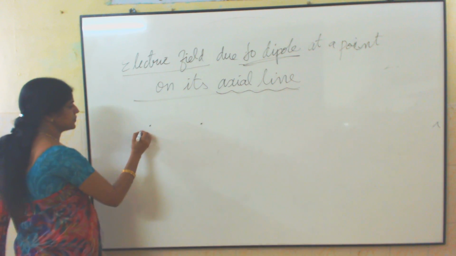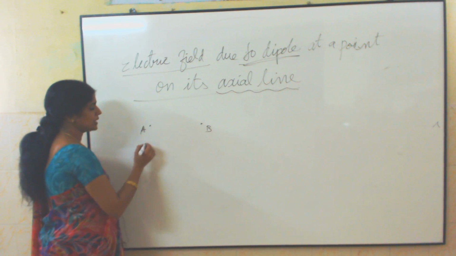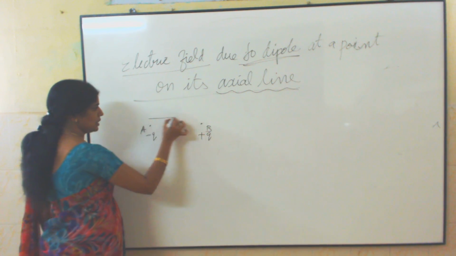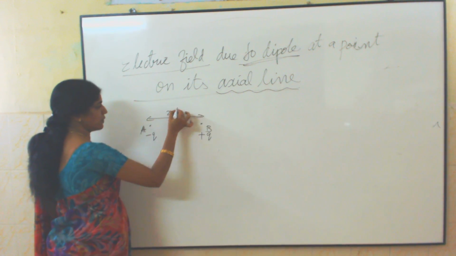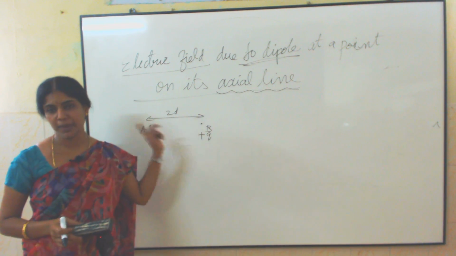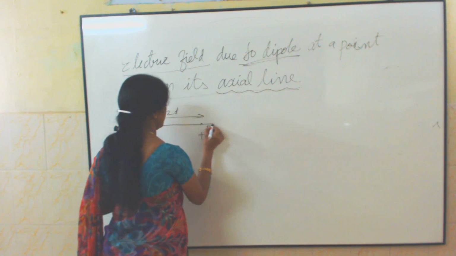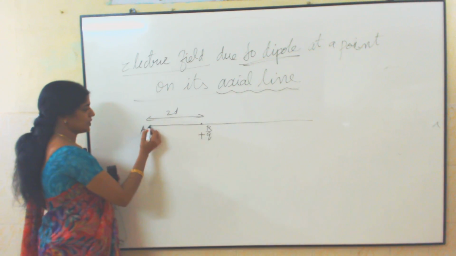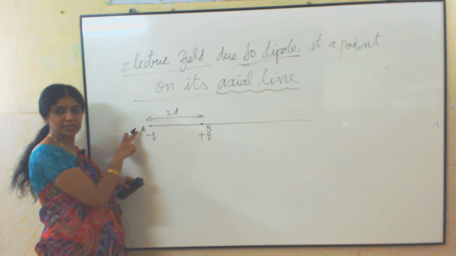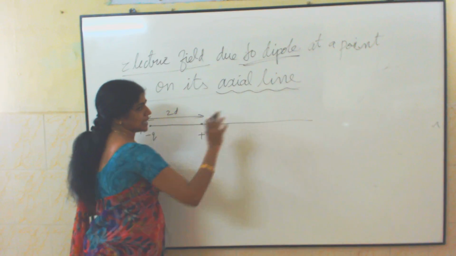Now, let A, B be two points. At these two points I have two charges. One is minus Q, the other one is plus Q. These two are separated by a distance 2D. What is 2D here? The distance of separation between these two charges, minus Q and plus Q. Now, I will just take this as the axial line. So, AB is a dipole where minus Q is placed at A and plus Q is placed at B, and this is its axial line.